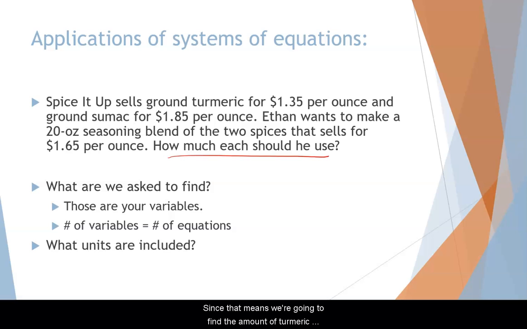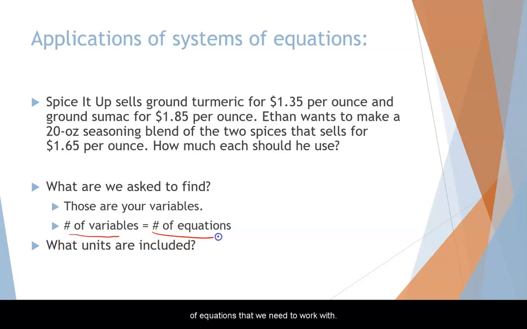Since that means we're going to find the amount of turmeric and the amount of sumac, we're looking for two things. Those two things drive your variables. If we were looking for three things, we would need three variables. And also, the number of variables equals the number of equations that we need to work with. So since this is going for two variables, there's two equations we want to build.